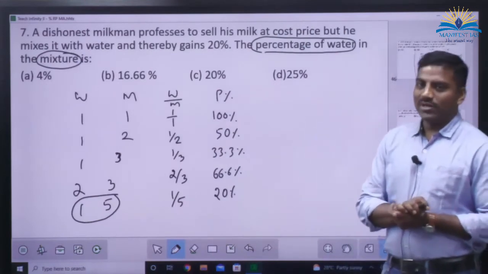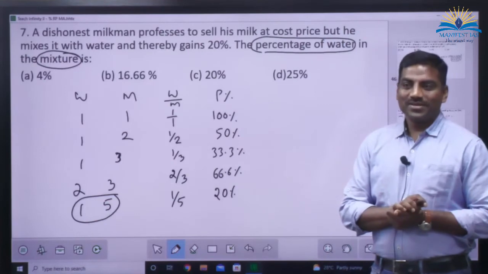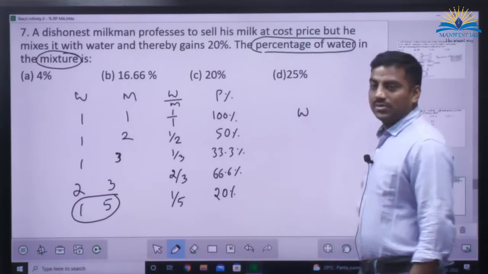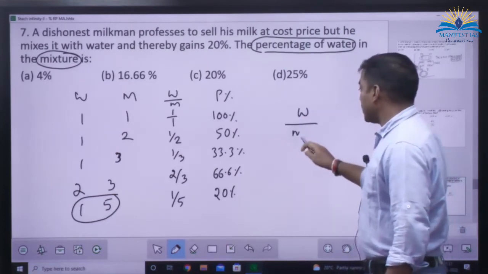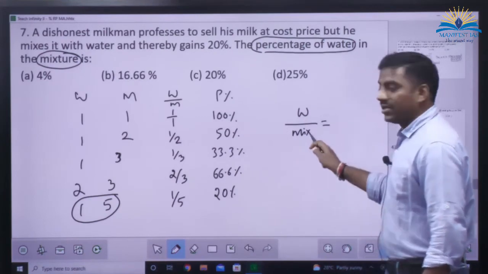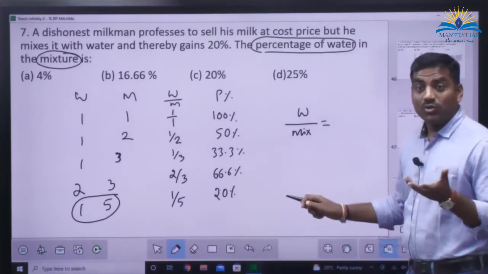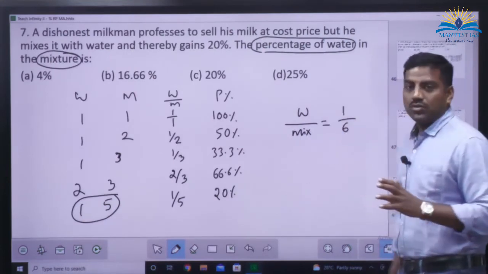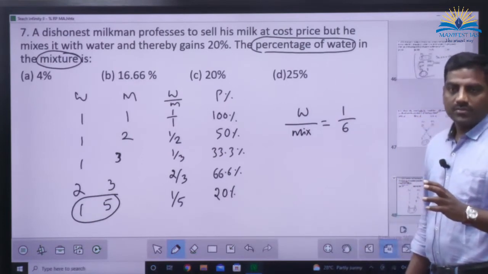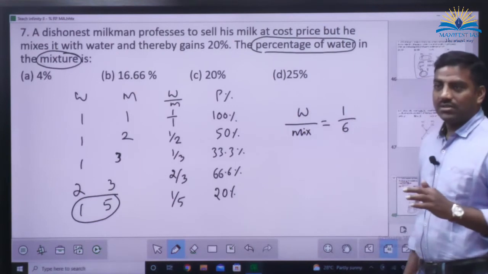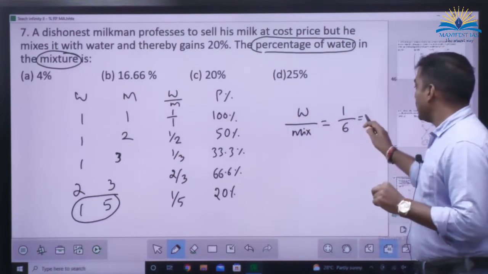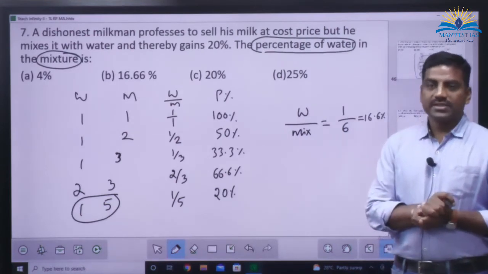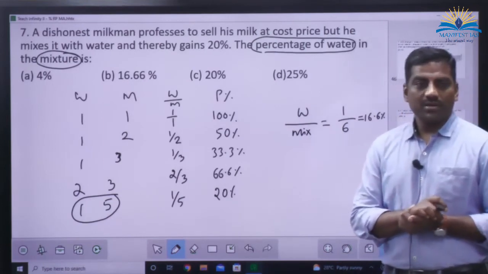Percentage of water in the mixture. 90% of the people will say 1/5. That is wrong. They are asking what? Percentage of water in the entire mixture. The mixture is of how many liters? 6, no? 5 is only milk. So out of 6 liters, 1 liter is water. So what is the percentage of water in the mixture? 1/6, nothing but 16.6%. Is that okay?